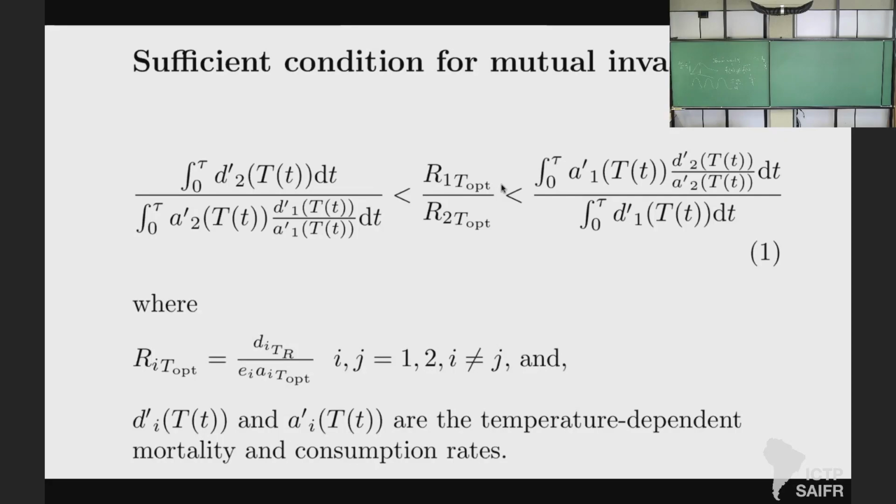This is the lifetime reproductive success of the invader. This is the lifetime reproductive success of the resident. In the middle is the R star value of each species in a constant environment evaluated at its optimal temperature. Remember? So we will get to this, but just trust me on that. It just works out if you separate this, and also remember there are primes on those things, right? So D prime and A prime are just that.